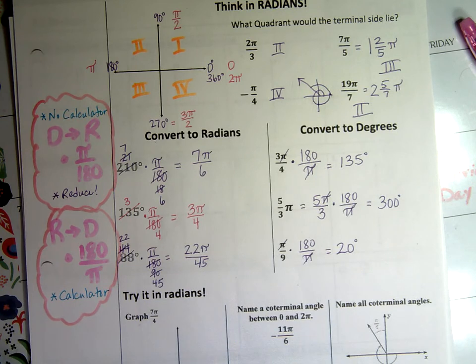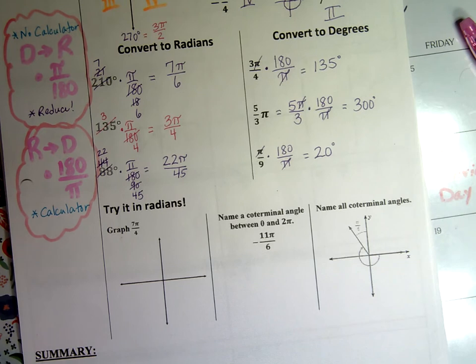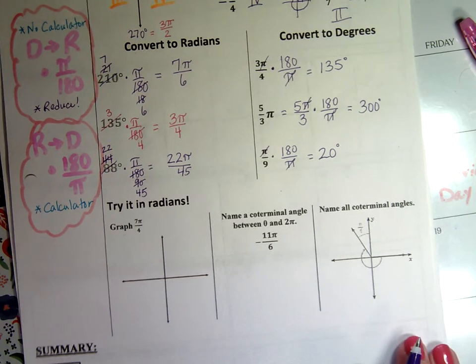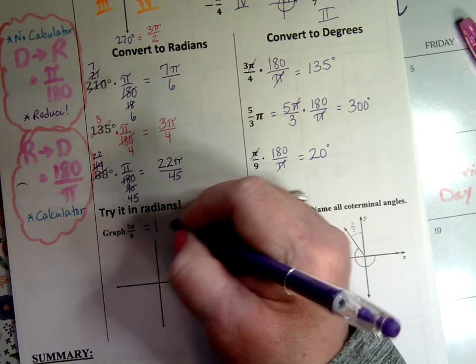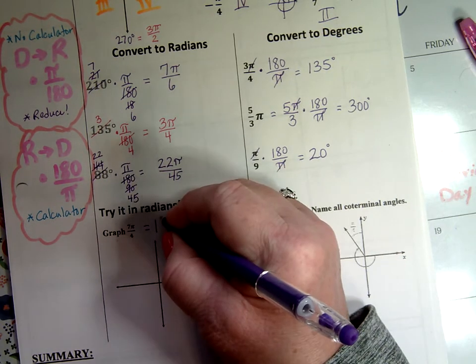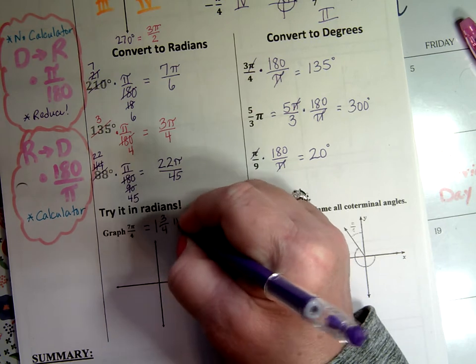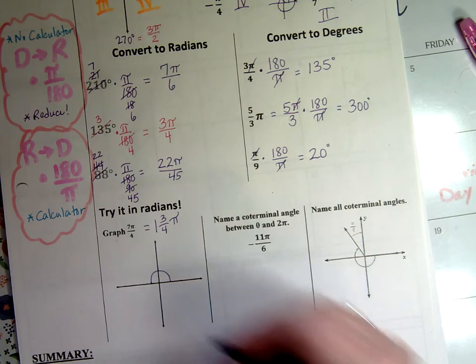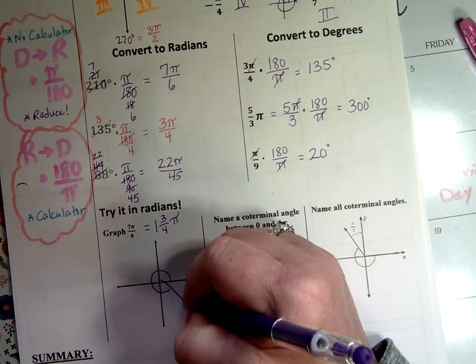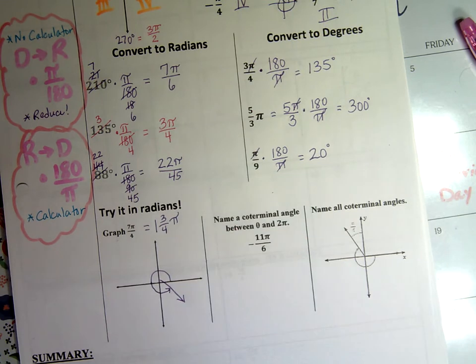All right, last little bit. They're asking us to graph some of these. So 7 pi over 4, well, that's top heavy, right? So I want to make it a mixed number so I know where I'm going. 4 goes into 7 once with 3 left over. If I'm going 1 3/4, I'm going 1 3/4 more. So I'm over here in the 4th quadrant. And again, you don't have to be exact. You just need to be in the right quadrant.